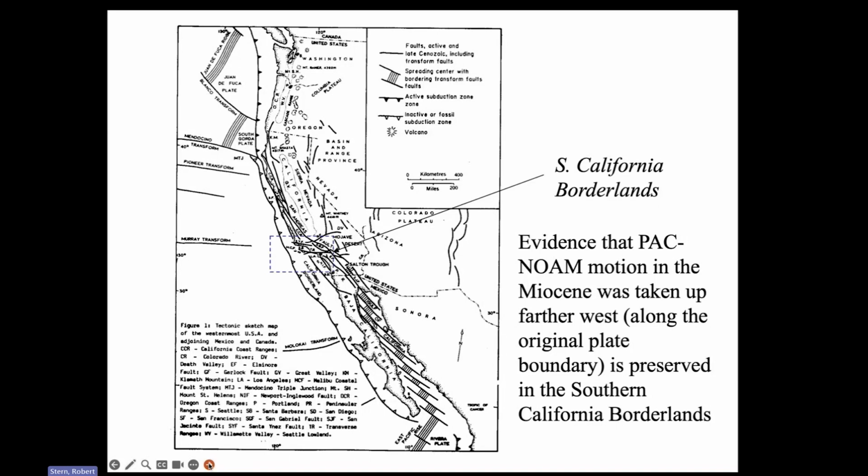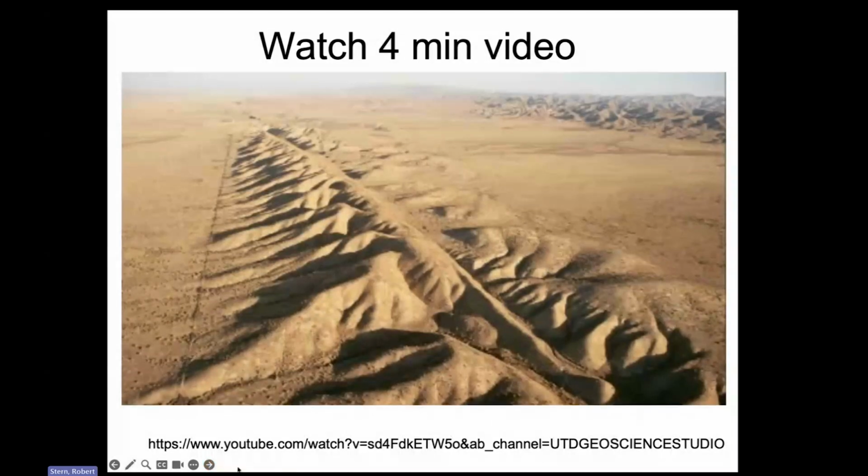So there's evidence that the Pacific North American motion in the Miocene time, which was on the order of 20 million years ago, was taken up farther west along what was the original plate boundary, which would have been out here. That evidence that the motion occurred farther to the west is preserved in what's called the Southern California borderlands. So let's watch a short, 4-minute video.